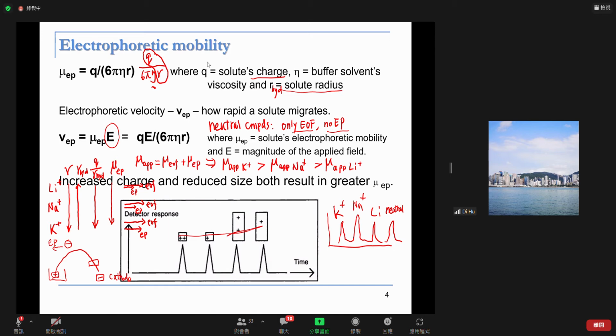Okay, so now you know the elution order. So look at this elution order. Recall what you have learned in ion chromatography. In ion chromatography, when we are analyzing lithium, sodium, potassium, are we seeing the same elution order, or do we see a different elution order? Is the elution order in CE exactly the same as what we see in cation exchange ion chromatography?